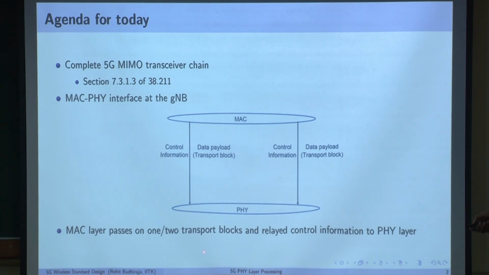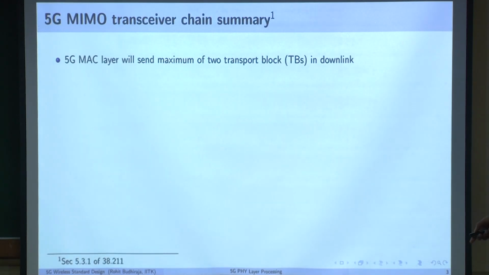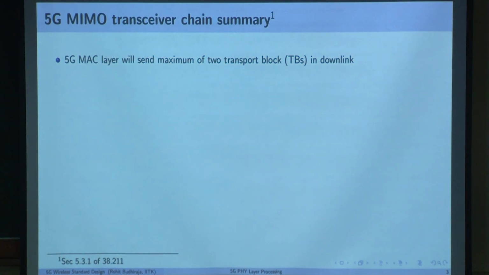So what is implemented? The MAC layer passes on only 1 or 2 transport blocks, and the related control information. This is a summary, just to recapture whatever we have done in the last 2 classes in one slide. 5G MAC layer sends a maximum of 2 transport blocks in the downlink. By the way, whatever we have discussed is applicable for downlink. In uplink, there is only 1 layer. If you look at the physical layer chain in the uplink, the standard allows transmission of only 1 transport block.